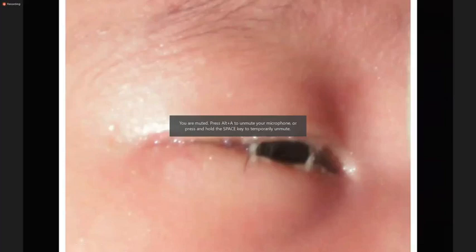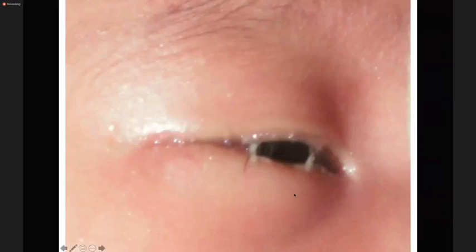Binoli, what do you think is the commonest organism which causes conjunctivitis in the newborn? Tarindu, yeah. What do you think is the commonest organism that causes conjunctivitis in the newborn?